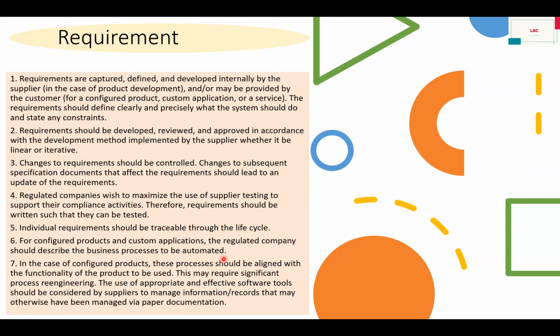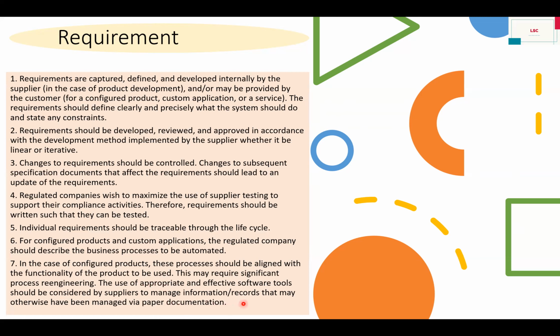The process of business should be clearly defined. And 7.1, in the case of configured product, these processes should be aligned with the functionality of the product to be used. This may require significant process re-engineering. The use of appropriate and effective software tools should be considered by the supplier to manage information, records that may otherwise have been managed via paper documentation.